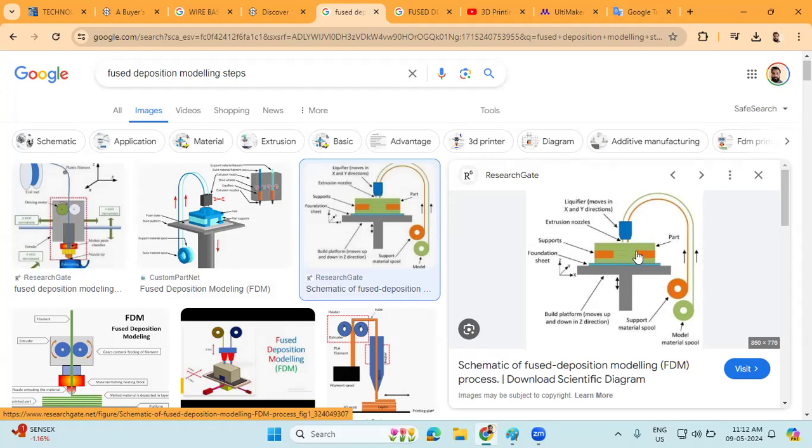The second step in FDM is building the part. This step involves depositing buffer layers, which are used to ensure that the part adheres to the build plate. After that, the main material is deposited layer by layer. In the figure, you can see the two different materials, such as support material spool and model material spool. So this is our main material, and this color represents the support material.